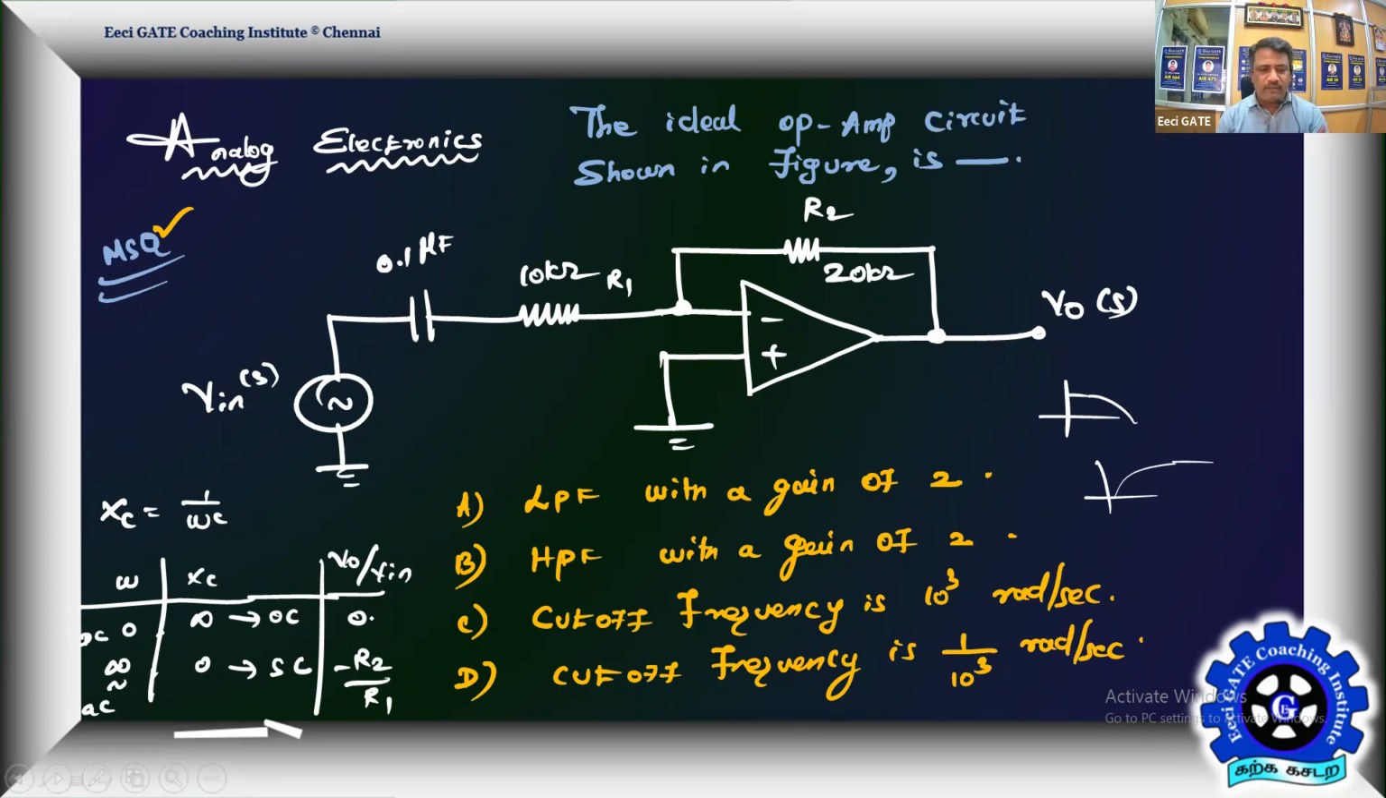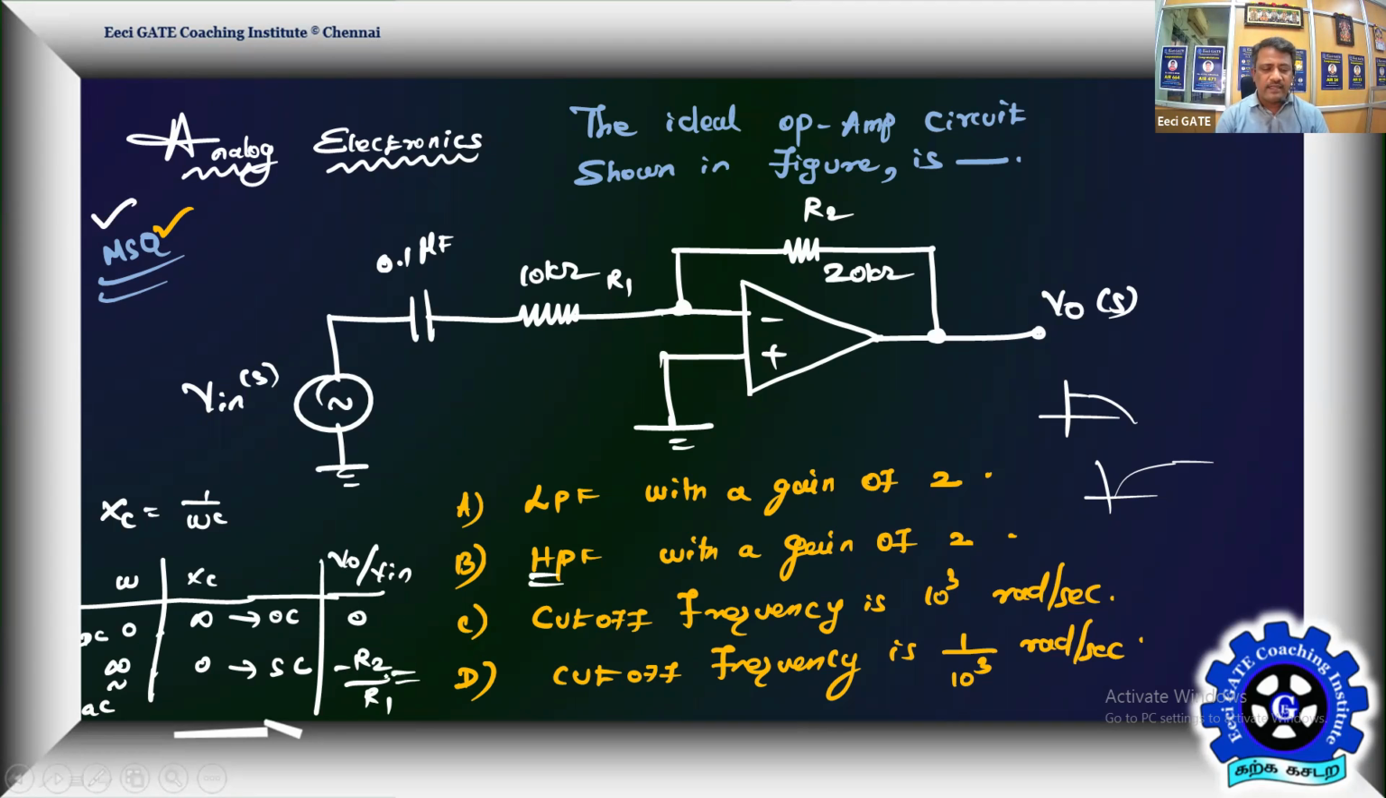So here itself, the problem is over. This is the MSQ problem, and here itself you can conclude. It is already concluded. It is high pass. What is the gain? You need not go by the transfer function way. I think it is a 1 mark MSQ problem. So it is high pass, already decided.